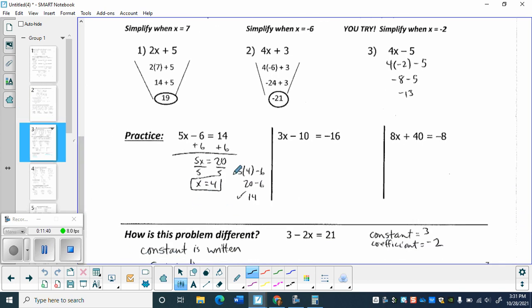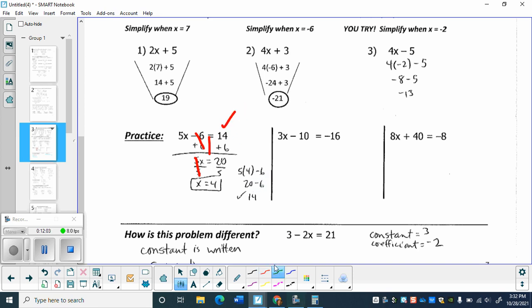All right, cool. So I've already got the work here for this first one. So we had a -6. We add 6 to both sides. It cancels out. I've got a 5x would equal 20 over here. Now I divided both sides by my coefficient, and I get an x equals 4. And when you plug it into check, 20 minus the 6 is the 14 that we wanted, so we're good to go.